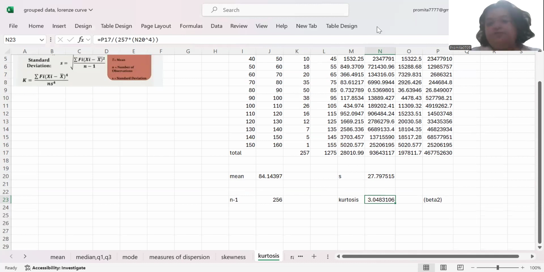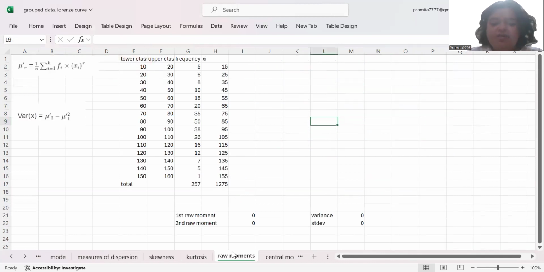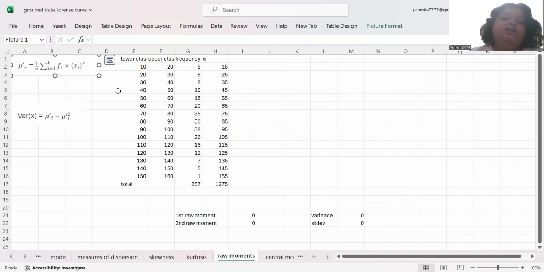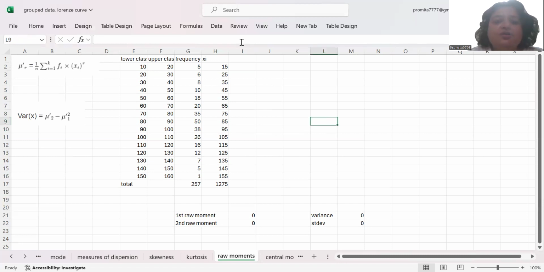Gamma 2, obviously, if we deduct 3 from this, we get the gamma 2 value. So next we learn how to calculate the raw moments and the central moments. Here we have the formula to calculate the raw moments. For each raw moment, we have to calculate the mid value to the power of the order of the raw moment, and then we use this particular formula for raw moments of any order. So we'll calculate the first and second raw moment.